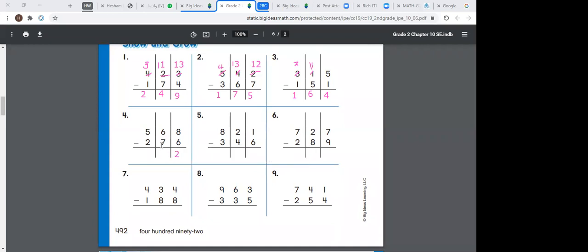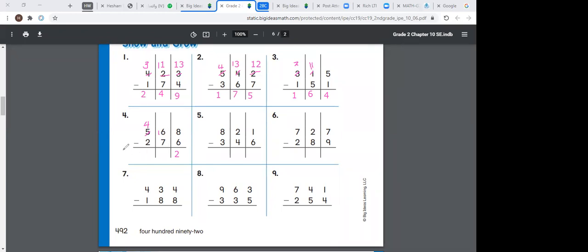Now 6 minus 7 can't be, Abdulaziz, because 6 is smaller than 7. So 6 will go to 5 and say, 5, please borrow me 1. Now this 5 becomes 4 and this 6 becomes 16. Make it like this. Now 16 minus 7.